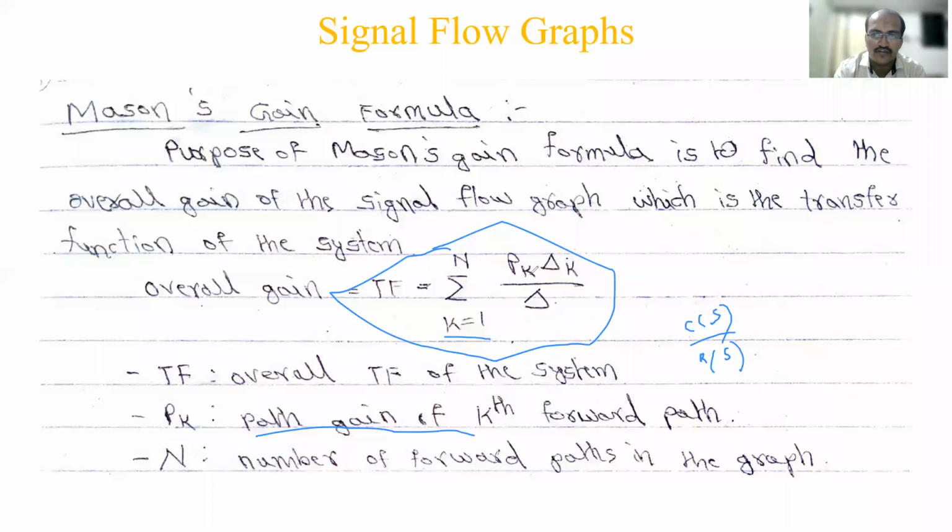If you have only 2, it is P1 delta 1 plus P2 delta 2. If 3 are there, P1 delta 1 plus P2 delta 2 plus P3 delta 3, like that. This is the expansion; in general we use the summation symbol. Then n stands for the number of forward paths in the graph. Okay, there are other things too, delta and delta k. What are these? That we'll see next.